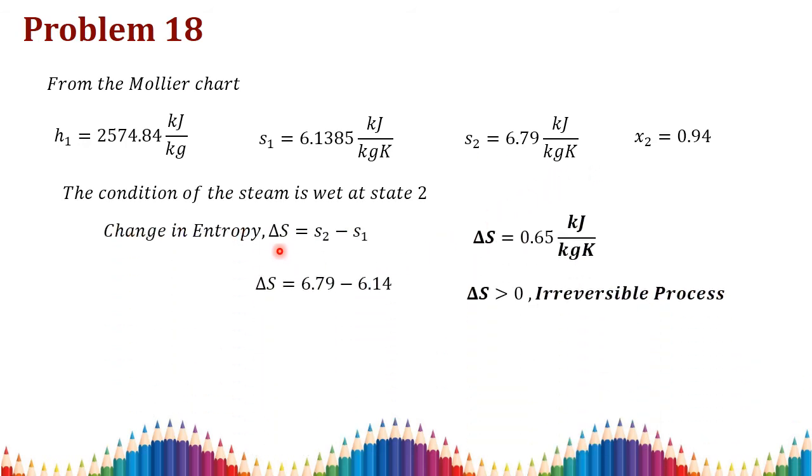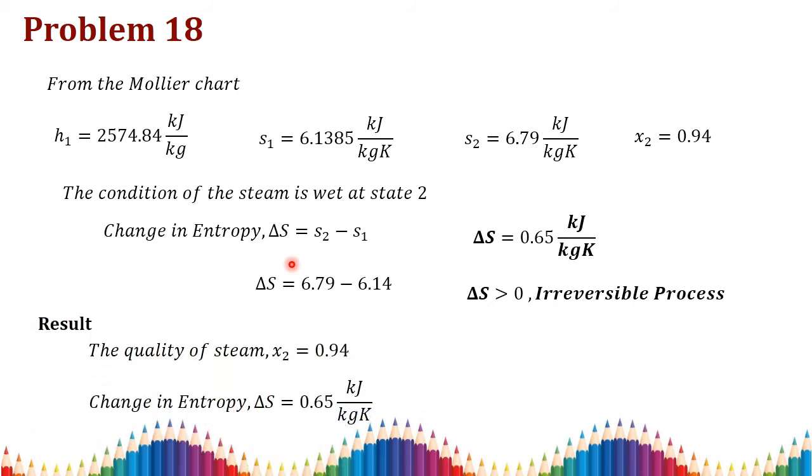So we need to find out the condition of the steam in this case. The condition of the steam is wet because it is below the saturated line, and also entropy values we have taken from the Mollier chart. So substitute those values to get delta S is equal to 0.65 kilojoule per kilogram Kelvin. In this case also delta S is greater than 0, so it is an irreversible process here. With this I can write a result for both the cases. It is the same for both cases: x2 is equal to 0.94 and delta S is equal to 0.65 kilojoule per kilogram Kelvin.